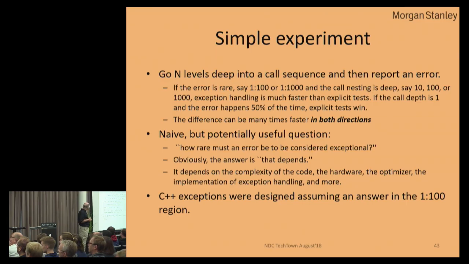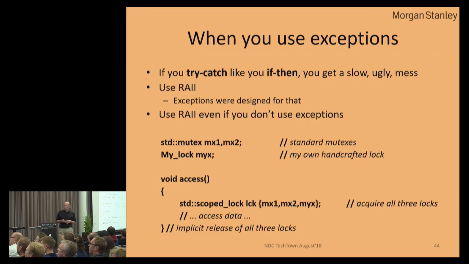And it's a naive question, so how rare must an error be to be considered exceptional? That's actually a question I tend to ask myself a lot, and it depends on a lot of things. C++ exceptions were designed assuming an answer to that question of about 1 in 100. That is, if an error happens more than 1 in 100 times you call down there, it's not exceptional. You better deal with it specifically. This is not where you just say, oh, something happened. Whoops, somebody deals with it, which is what the exception thing does. And it works rather nicely, and it takes care of the cases where you go on network and things like that.